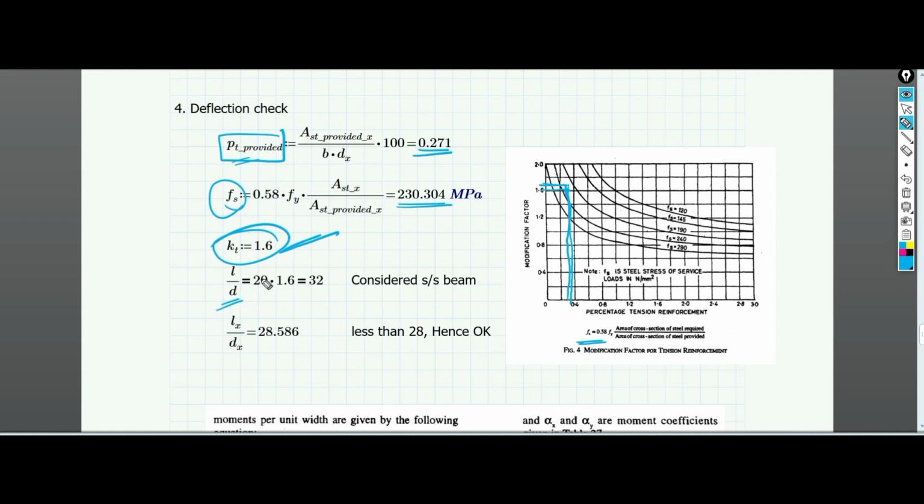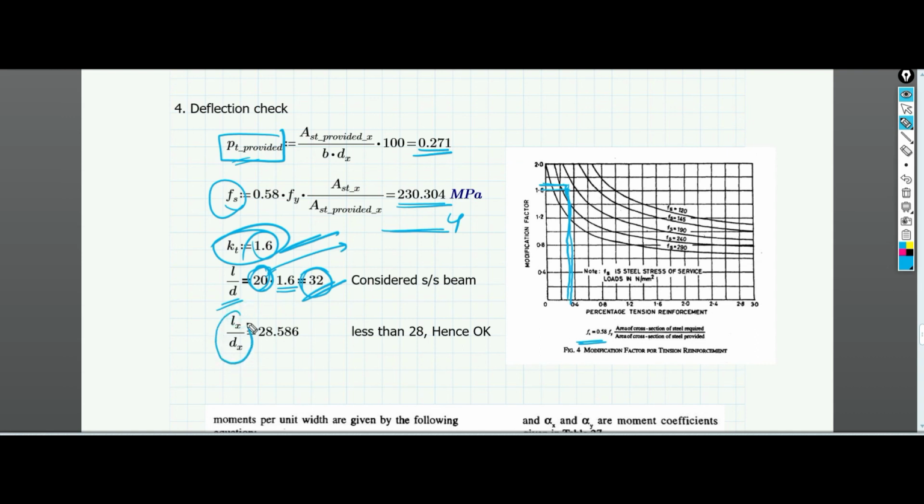So L by D, here I have taken 20, considering all the conditions, that it has a span of 4 meter, load more than 3 kilonewtons. I have considered 20. So it will be better for you if you consider 20 here. So 20, that is this L by D ratio, into 1.6. That means this KT value you have to multiply. So it comes out to be 32 for a simply supported beam.